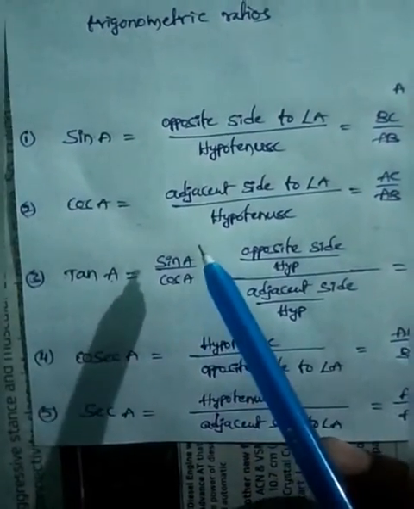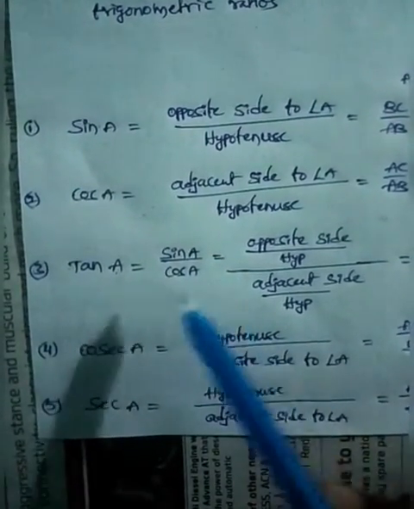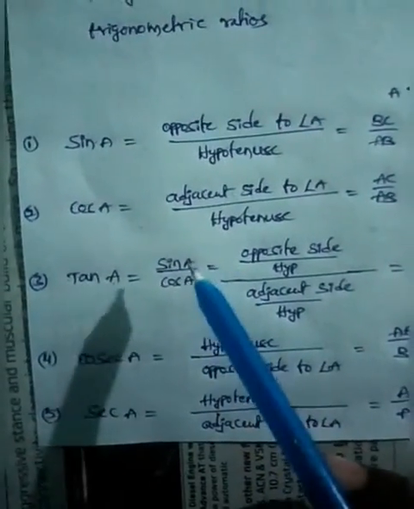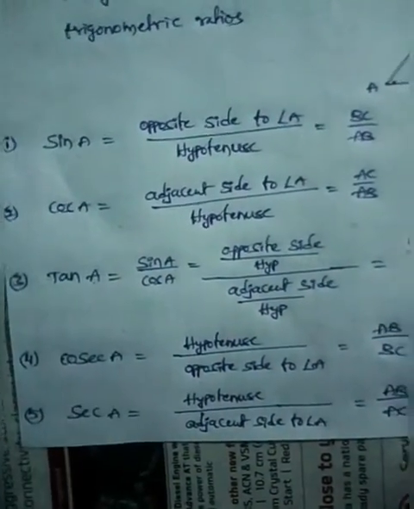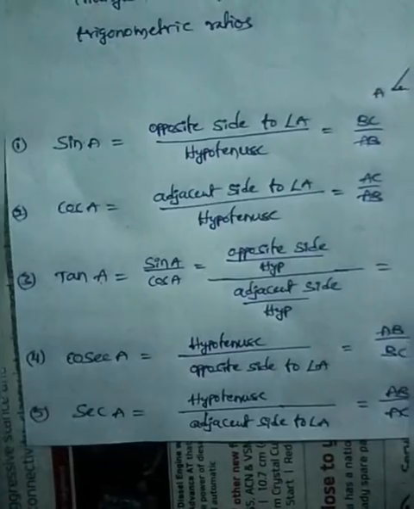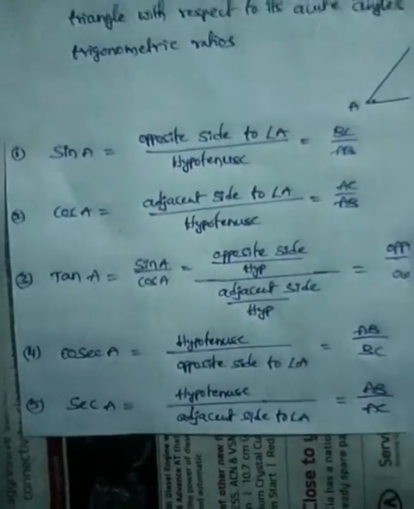The tan A formula can be written as sin A by cos A. Sometimes we need this formula, and sometimes we need the formula which involves the sides. Tan A means sin A by cos A.